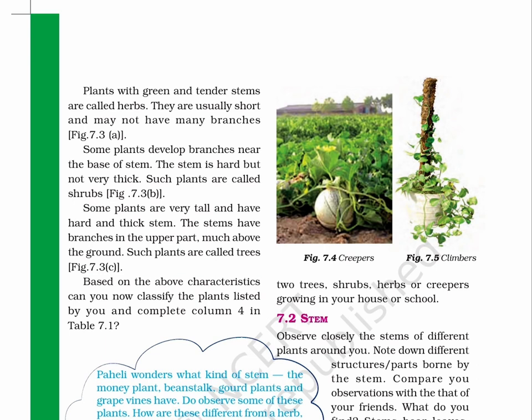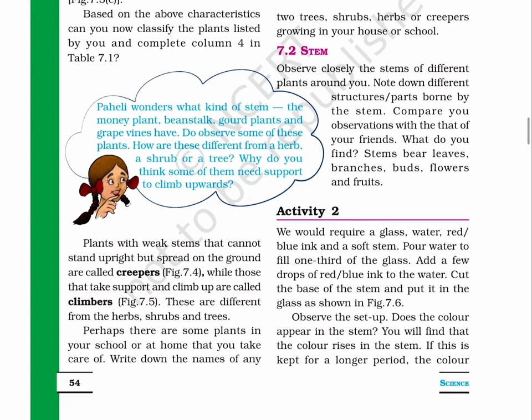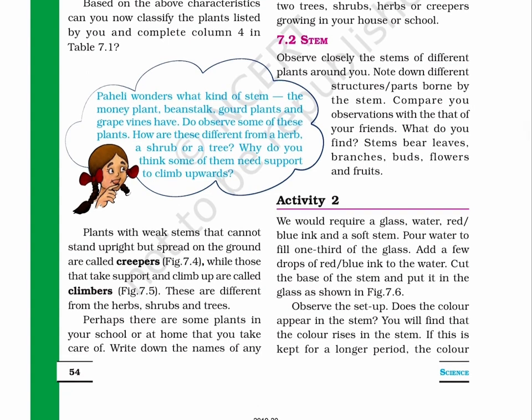7.2. Stem. Observe closely the stems of different plants around you. Note down different structures or parts borne by the stem. Compare your observations with that of your friends. What do you find? Stems bear leaves, branches, buds, flowers and fruits.